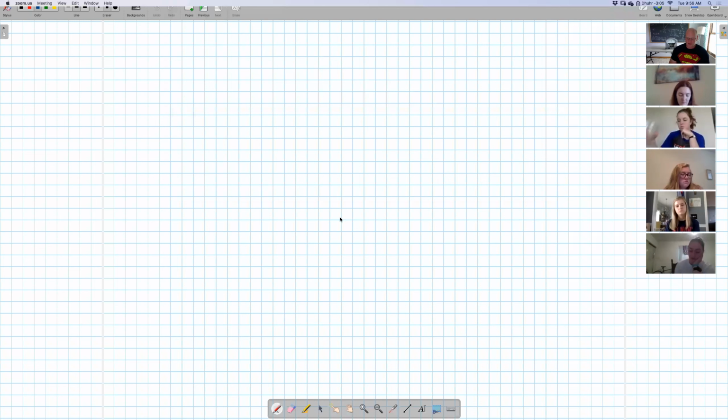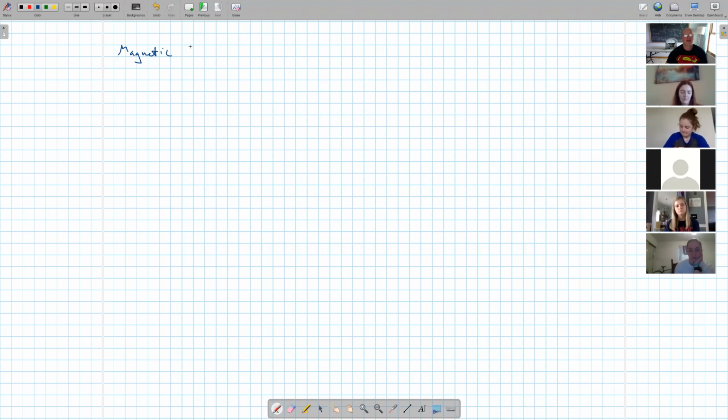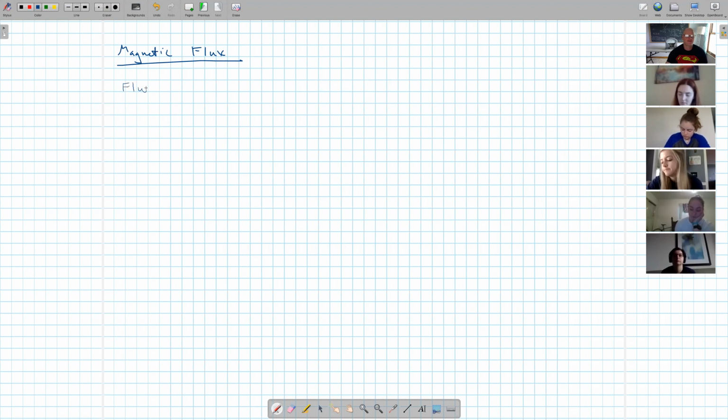So we're going to talk about what we talked about in lab. The first thing we're going to talk about is what's known as magnetic flux. So first of all, what is flux? Flux is the number of field lines which penetrate an area.